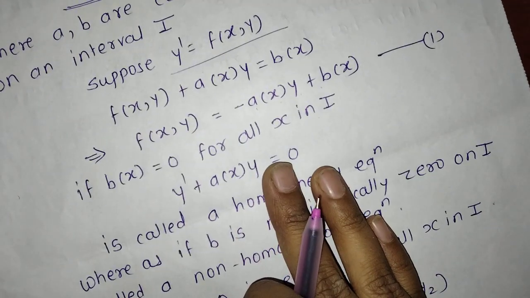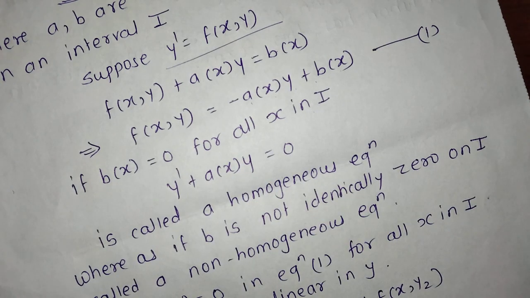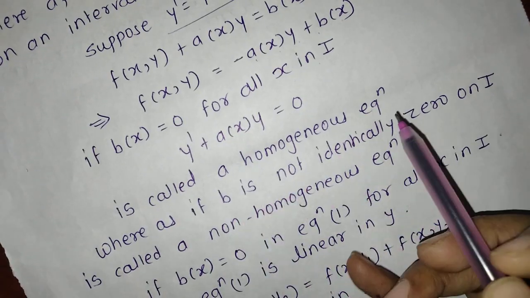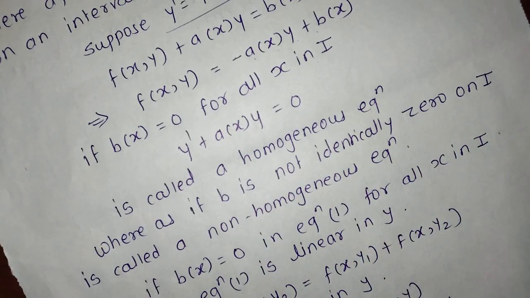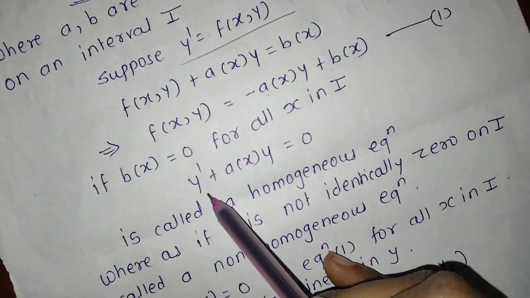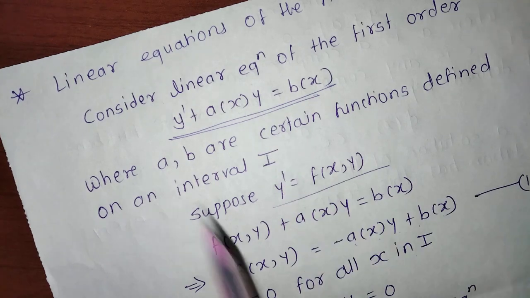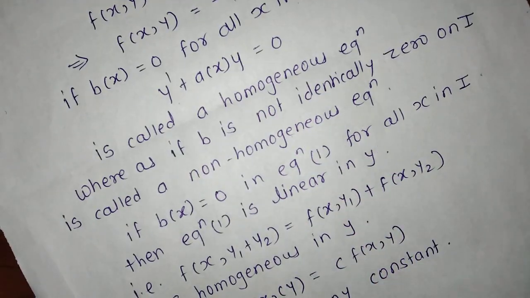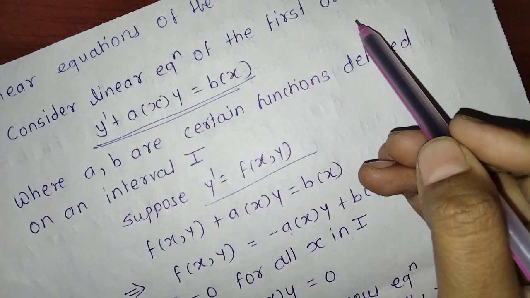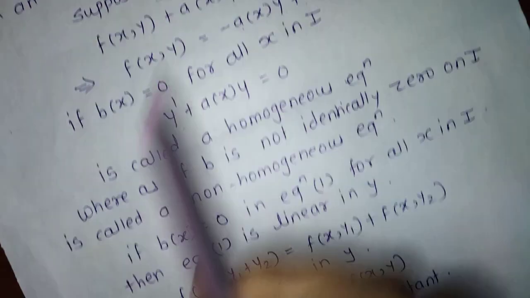We have already known what is meant by homogeneous and non-homogeneous equations. Whereas if b is not identically 0 on I, that is, b(x) is not equal to 0 on the interval I, then this equation is called a non-homogeneous equation.